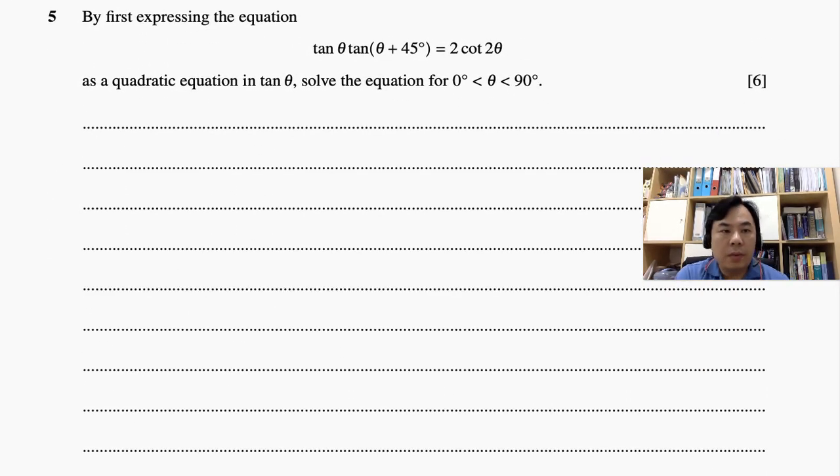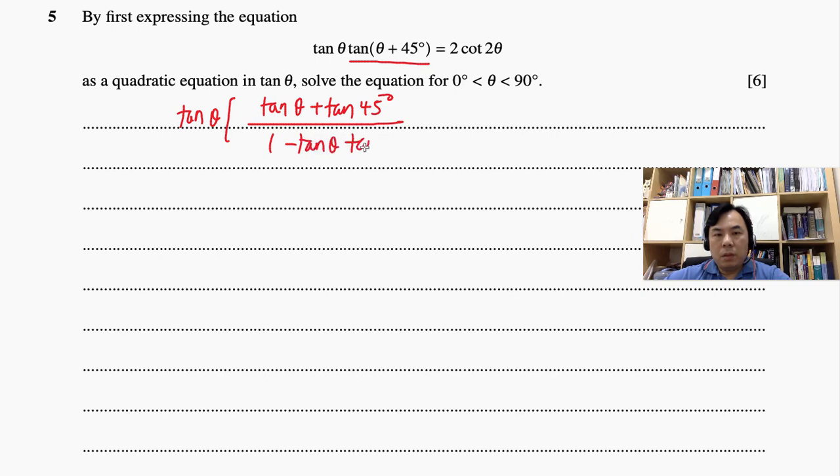Okay, question 5. By first expressing the equation, tangent equal to this, as a quadratic equation in tangent theta, solve the equation. Now let's see whether we are able to solve these equations. First of all, we have to apply some of the compound rules here. For tangent theta, we apply the compound angle identity, which is tangent theta plus tangent 45 degrees over 1 minus tangent theta tangent 45 degrees, is equal to 2.